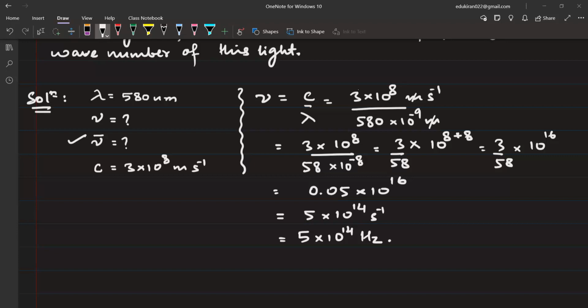Find the wave number then. You can find the wave number, right? But please remember, wave number will be equal to 1 upon lambda. And this lambda should be in centimeter, okay? So you have to convert 580 nanometer into centimeter first of all. Please write this down.